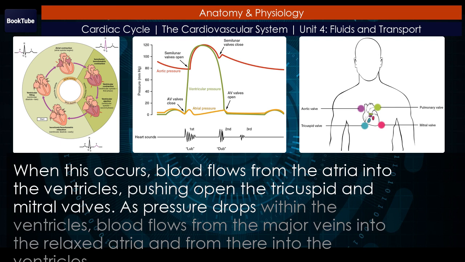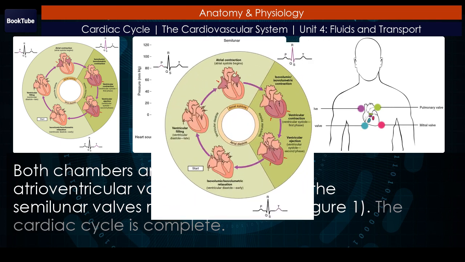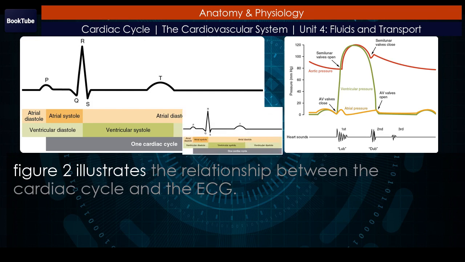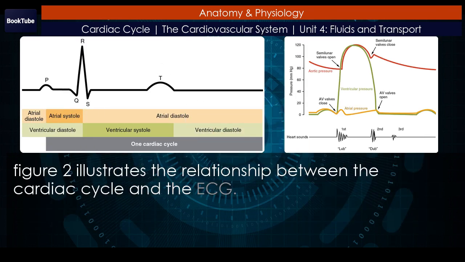As pressure drops within the ventricles, blood flows from the major veins into the relaxed atria and from there into the ventricles. Both chambers are in diastole. The atrioventricular valves are open, and the semilunar valves remain closed. See Figure 1. The cardiac cycle is complete. Figure 2 illustrates the relationship between the cardiac cycle and the ECG.